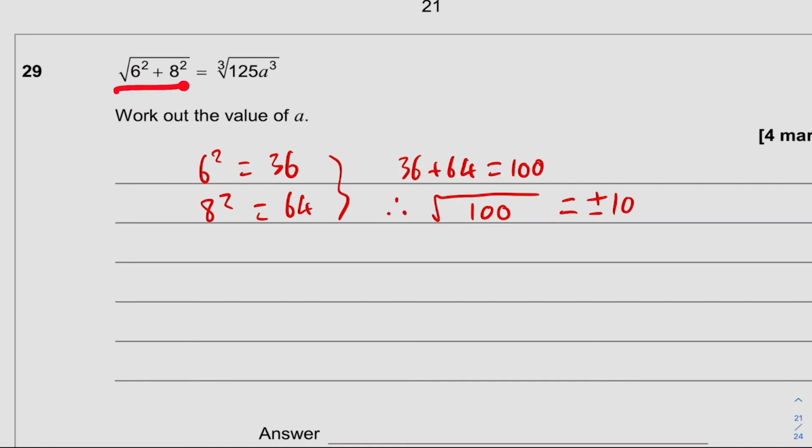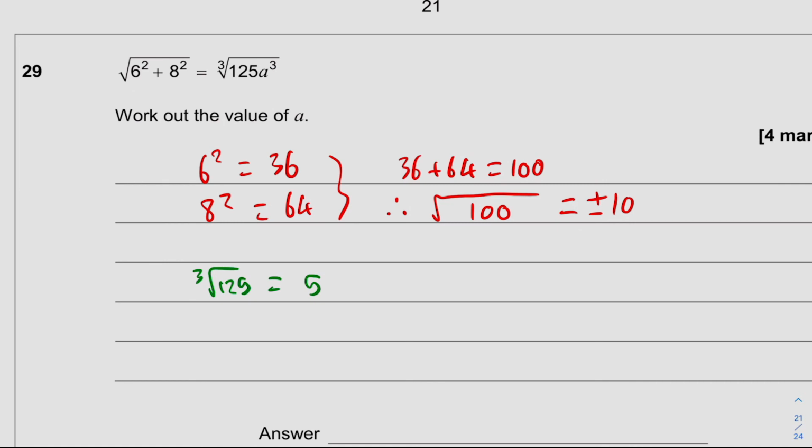This entire expression is equal to plus or minus 10. So now we're going to move on to the right hand side of the question, this part here. So we can take the cube root of 125 as well as a cubed, all in one step. So the cube root of 125 is equal to 5.